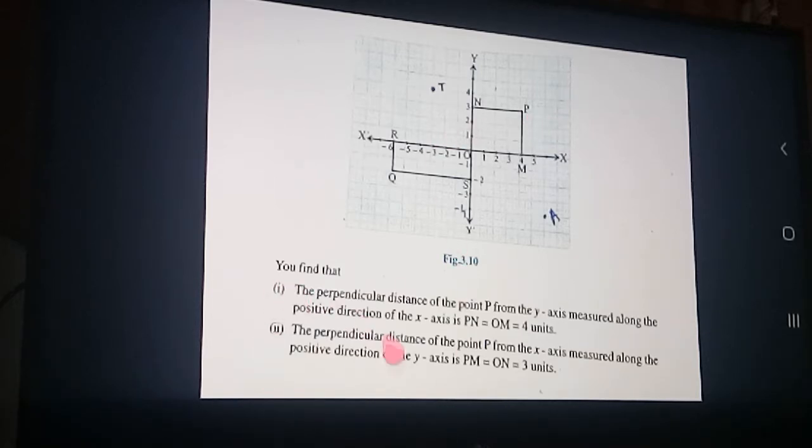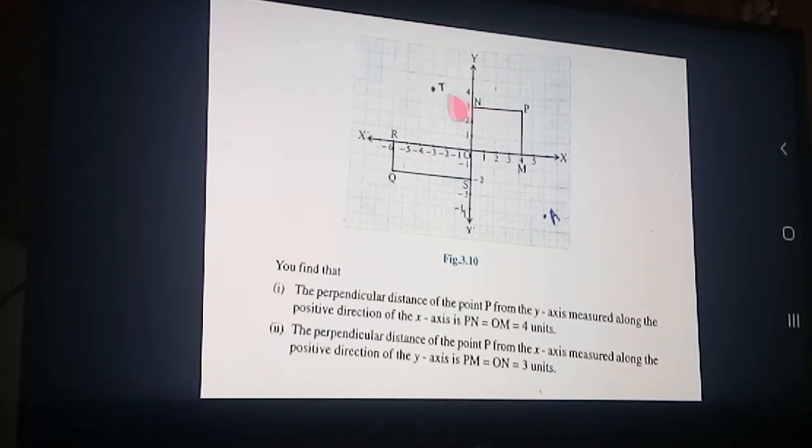Okay. And now the second point: the perpendicular distance of the point P from the x-axis, along the positive direction of y. That means PM, this one, and OM, this one, both are equal. How much are we getting? 3. Okay, clear now? That is only what I explained in this. Properly you know this chapter, this much is the points only. Very hard points are not there.